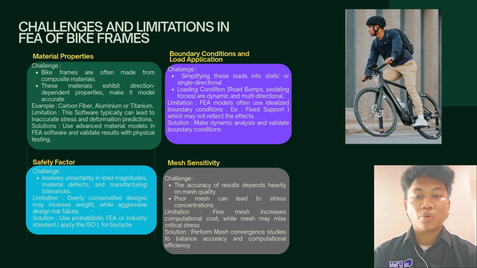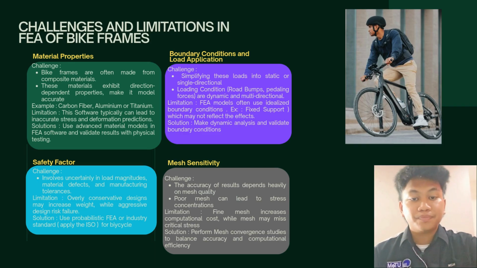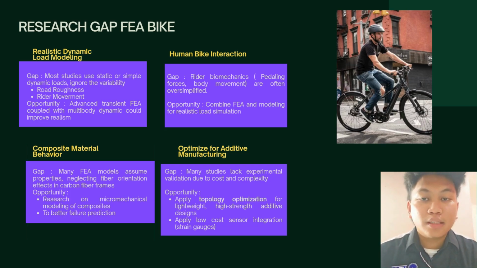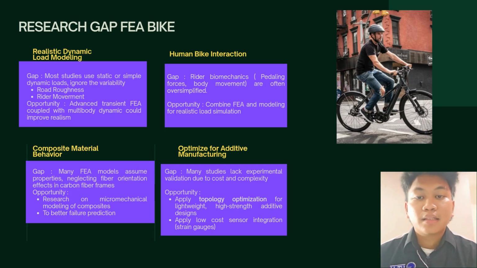Poor mesh quality can lead to artificial stress concentration, while a finer mesh may miss critical stress. The approach here is to perform a mesh convergence study to achieve that crucial balance between accuracy and computational efficiency. So for this slide, summary of FEA for bikes.